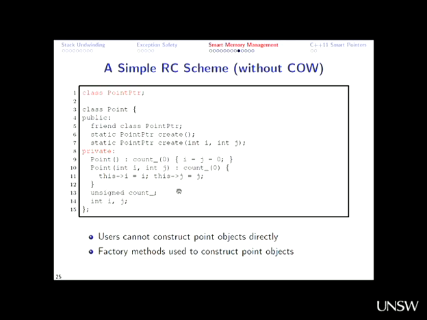It also contains an unsigned int that is a count. This is going to be our reference count. The count is going to be used to keep track of how many pointers or pointer objects are referencing this single class object, a single point object. Okay? So we need to create some factory methods to construct the point objects.